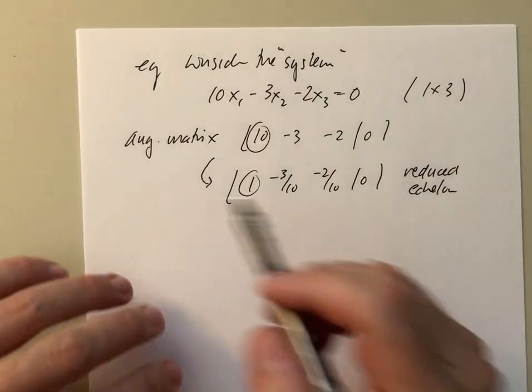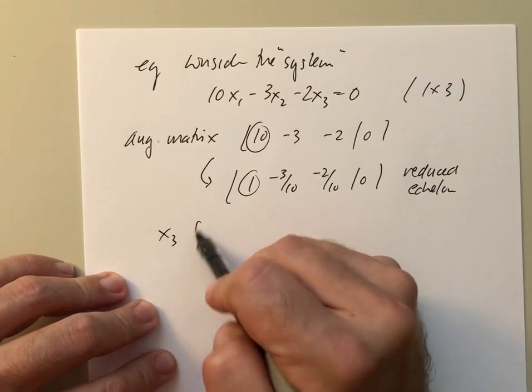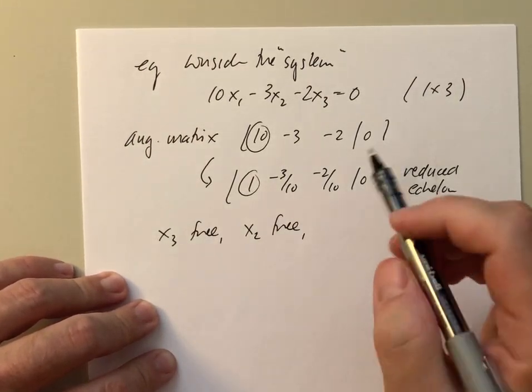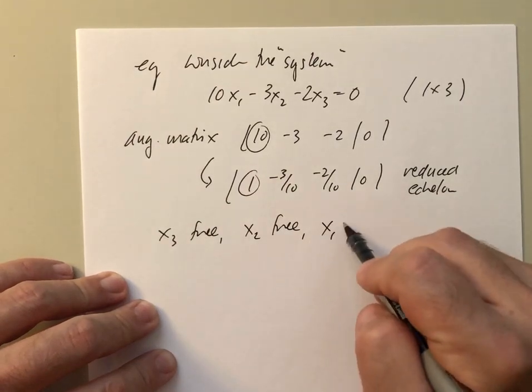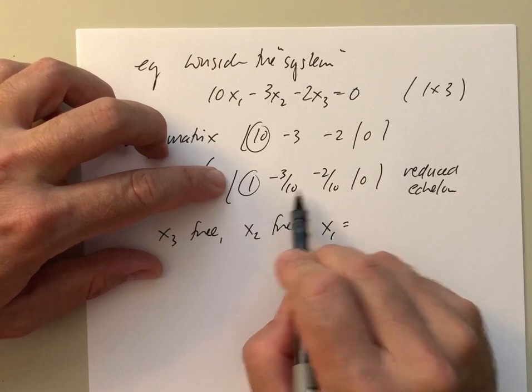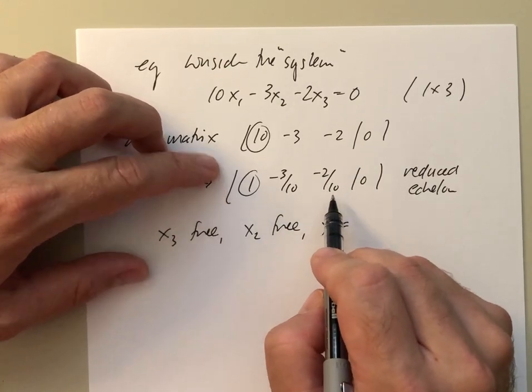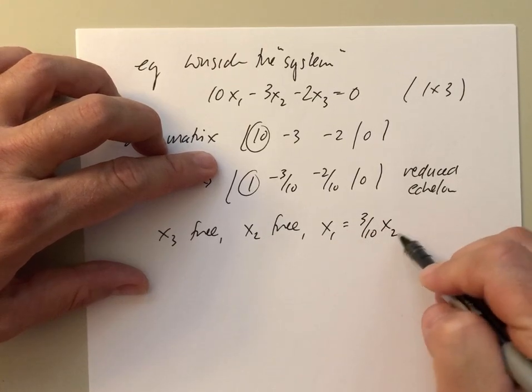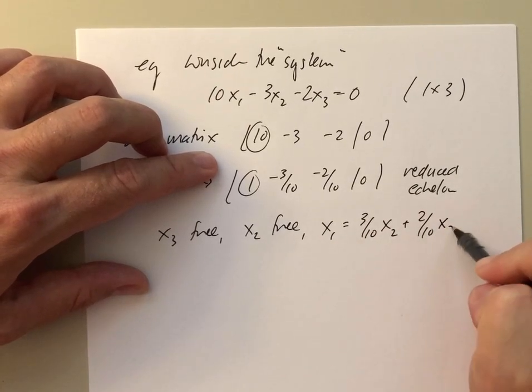What is this telling me? Well, it's telling me that x3 is free, x2 is free, right? There's no pivots in those columns. And what's x1? Let me solve for it. This is just saying that x1 minus 3/10 x2 minus 2/10 x3 equals 0. In other words, x1 equals 3/10 x2 plus 2/10 x3.